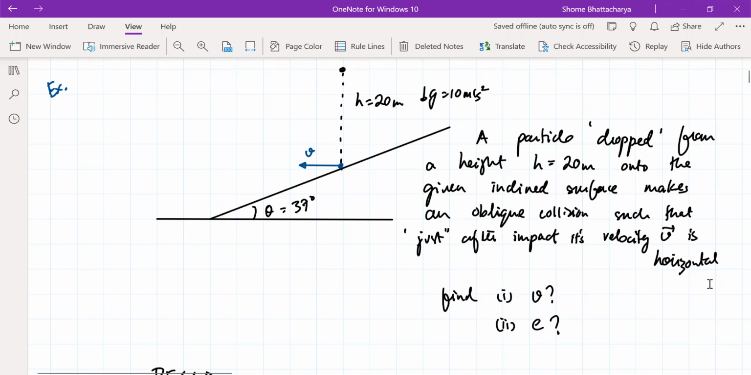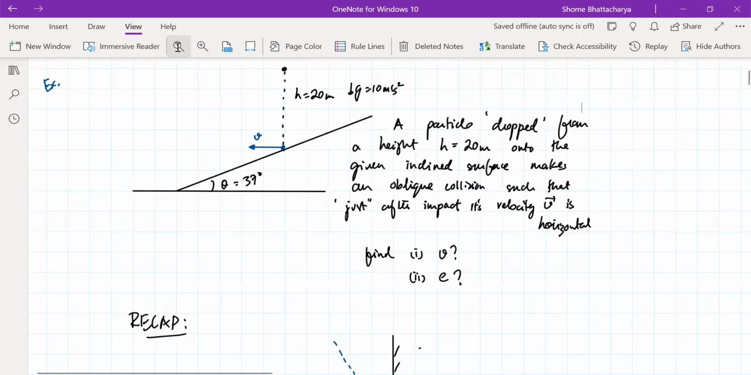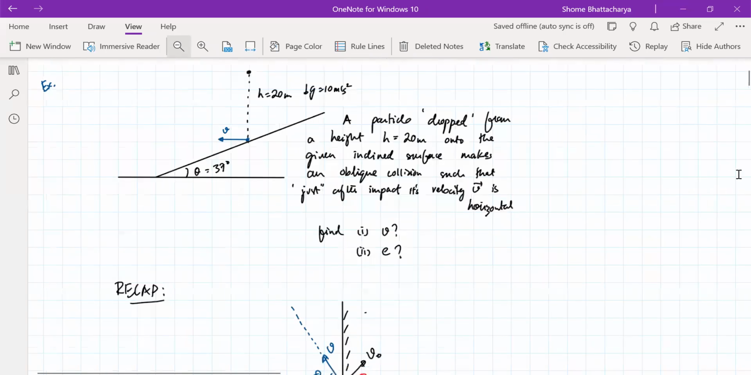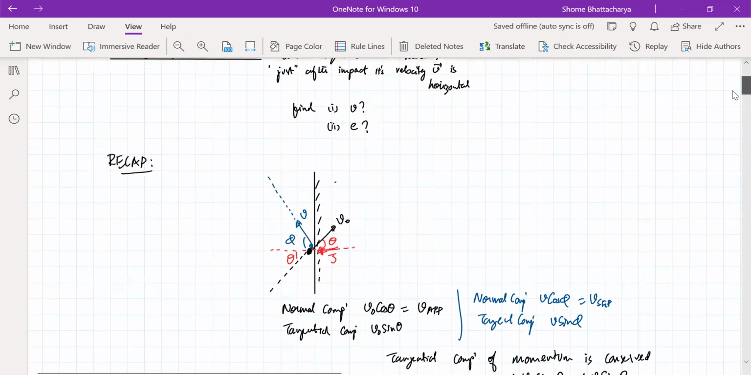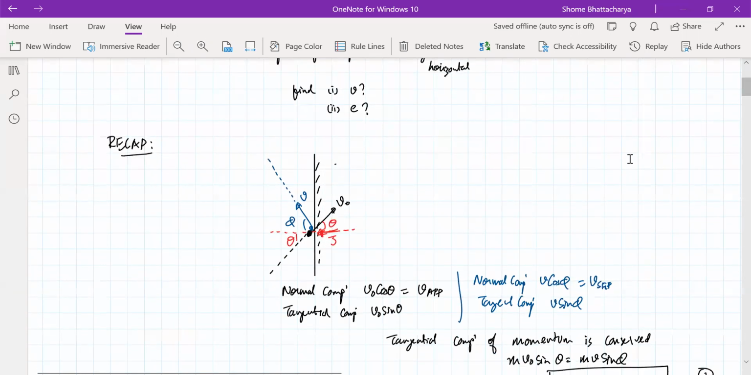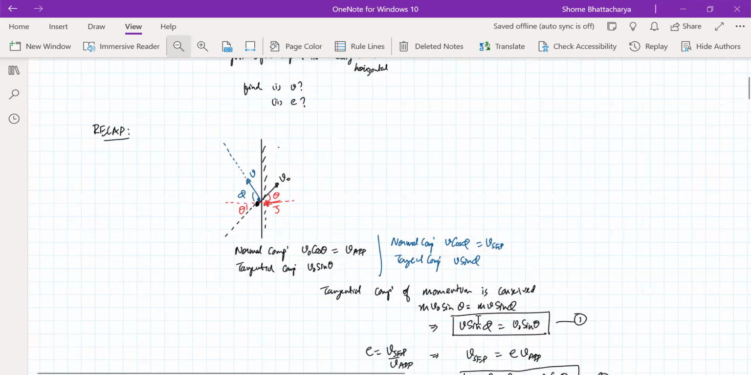Okay, so anybody got the value of V? 15 meters per second. Very good. 15 meters per second is correct. So first of all, the concept we will use in this question is this: when there is an oblique collision, the tangential component of the impact velocity and the tangential component of the velocity after impact are the same. There is conservation of the tangential component of momentum.